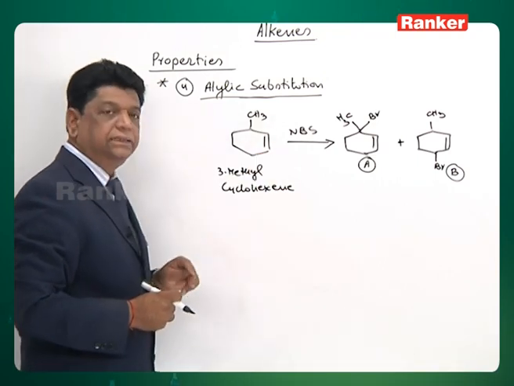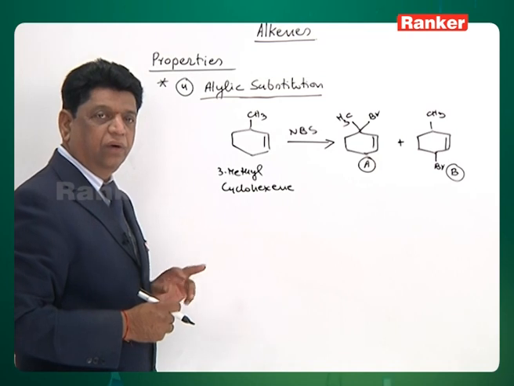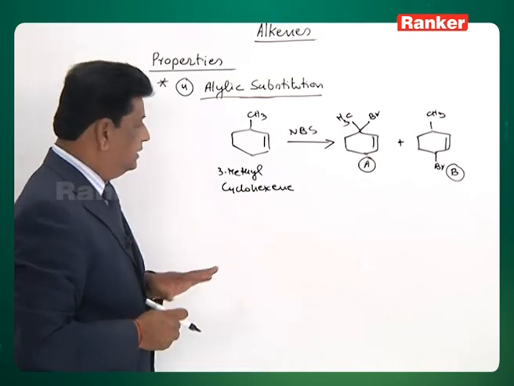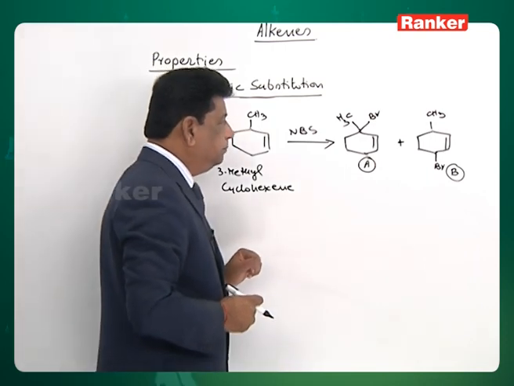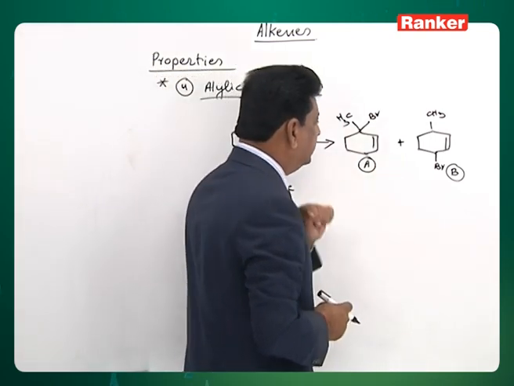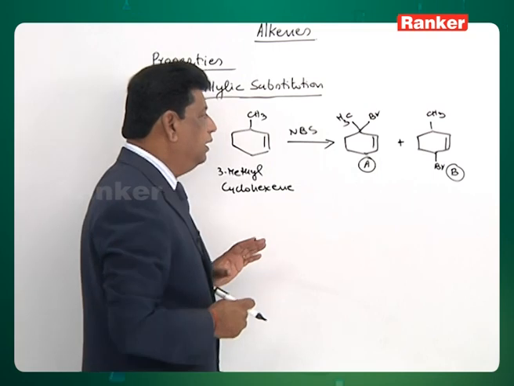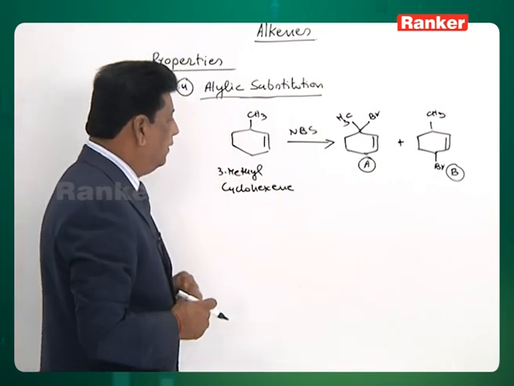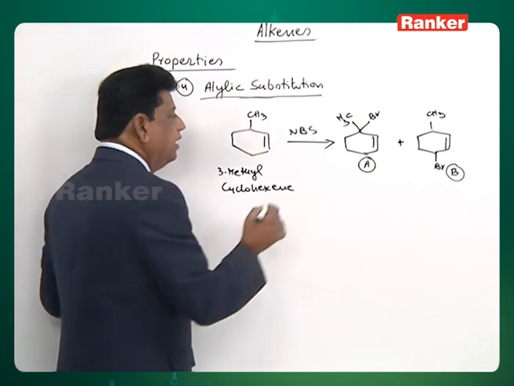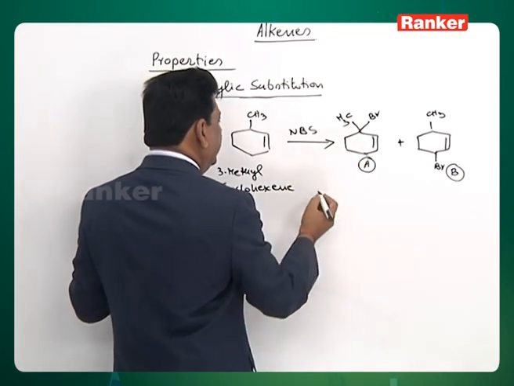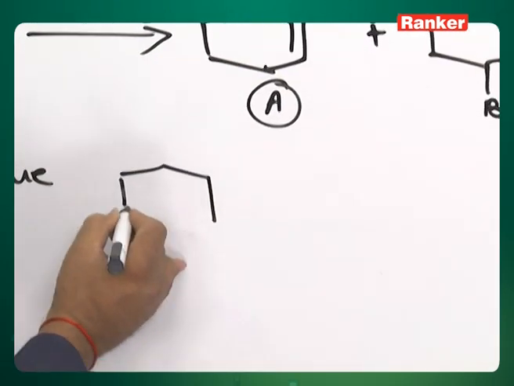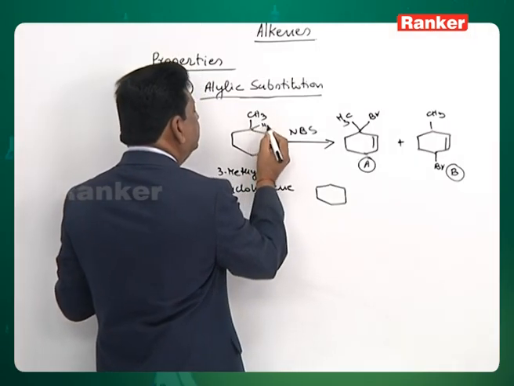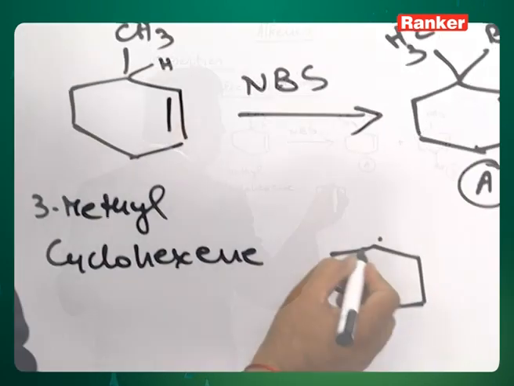For NBS and for sulfuryl chloride, 500 degrees is not necessary, but the same conditions are allowed. So 2 answers are coming. Surprisingly, you also get 2 more answers. How do the 2 more answers come? What is the intermediate for A? Intermediate for A means the hydrogen is detached from here and you get a dot here.